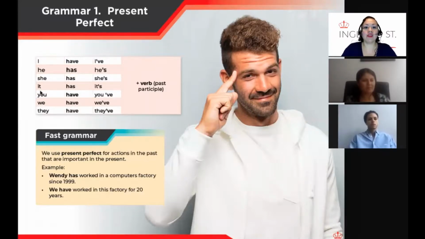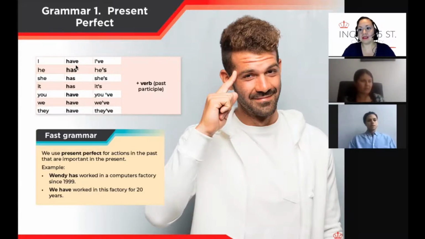How do we use the present perfect? If we want to make a positive sentence, we are going to start with the personal pronoun, I, you, he, she, it, we, and they, and the auxiliary for the present perfect, which is have or has. Has is for third person: he, she, and it. And have is for I, you, we, and they. Then here we have the long form, but it also has a contracted form.